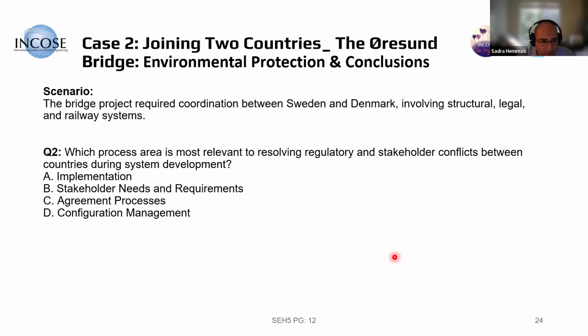Now for the question, again, the same format. Scenario: the bridge project required coordination between Sweden and Denmark, involving structural, legal, and railway systems.